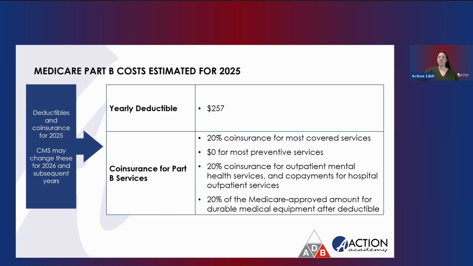So for example, a member pays 20% of every doctor visit after they've met their annual deductible, and there's no limit to this 20%, and there's no out-of-pocket max. Durable medical equipment is covered at 20% as well. And then most preventative services do not have coinsurance because they have to be covered, like on the slide from before.